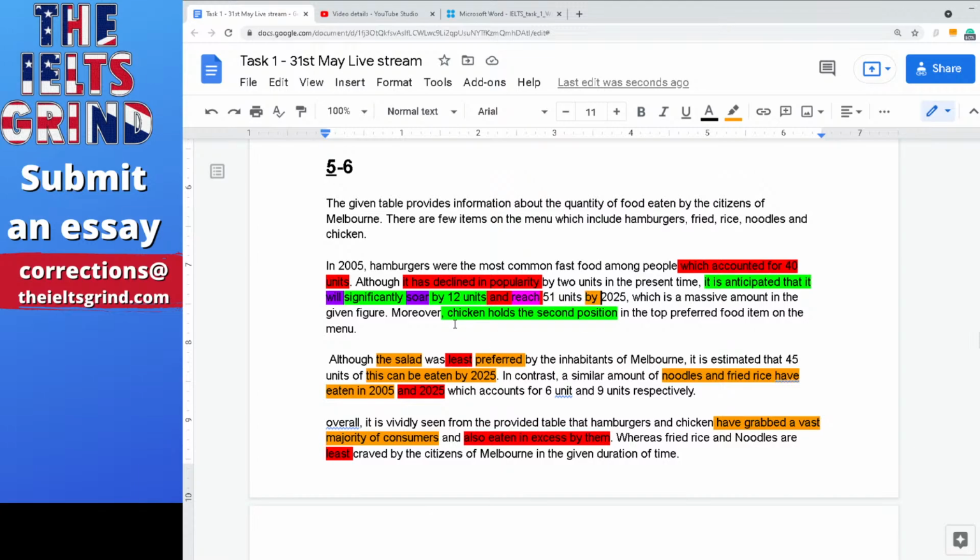Yeah. And I like the phrase chicken holds the second position. I think this was a good phrase. Okay, so paragraph 2 has a few more things that we can improve. Okay, so although the salad was least preferred, here I would say although salad is a general idea.